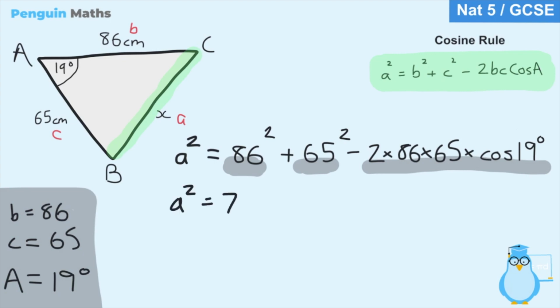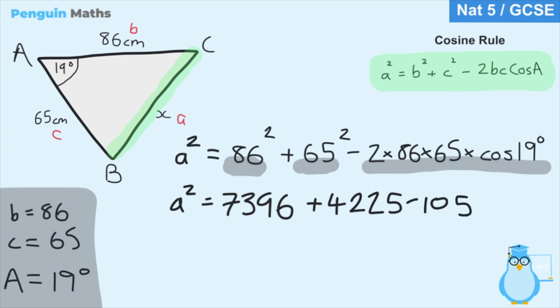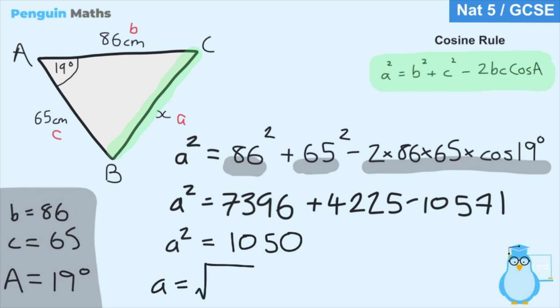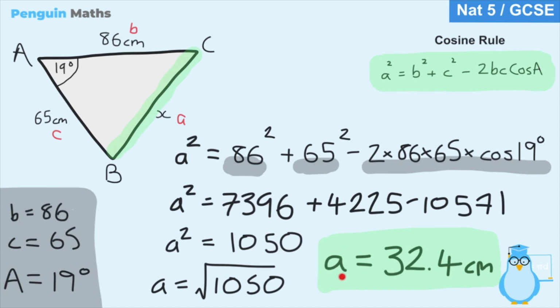So 86 squared gives us an answer of 7396. 65 squared gives us an answer of 4225. And the last term gives us an answer approximating minus 10571. And then if we collect all the terms on the right hand side, we should get an answer of 1050, and that means if that's equal to A squared, to calculate A, what we then have to do is take the square root of this value, and if we put this into our calculator, what we should get is an answer roughly equal to 32.4 centimetres, and this answer is to 1 decimal place.